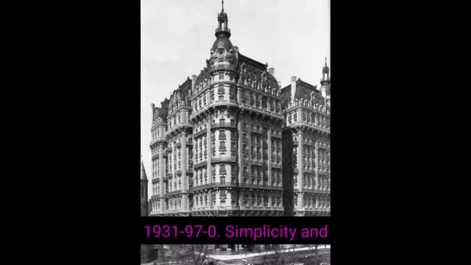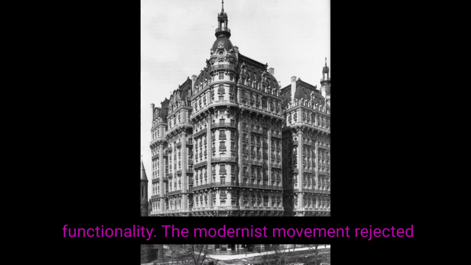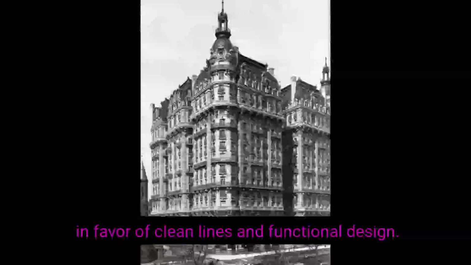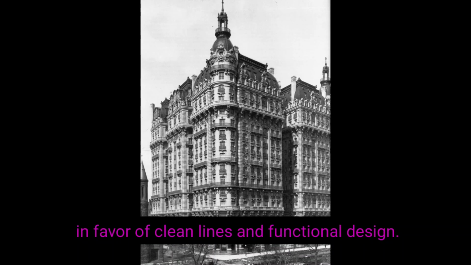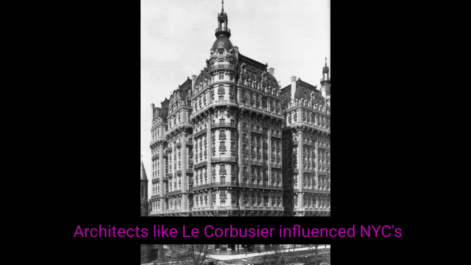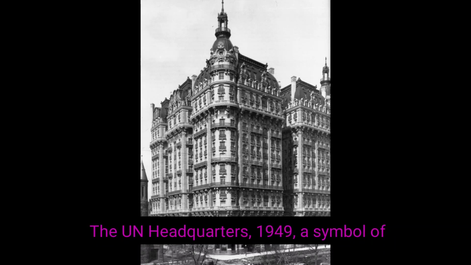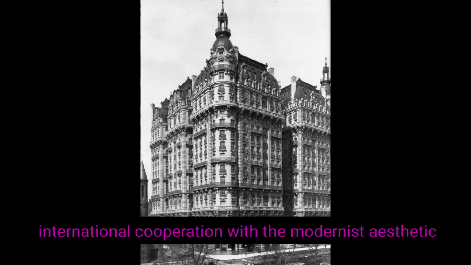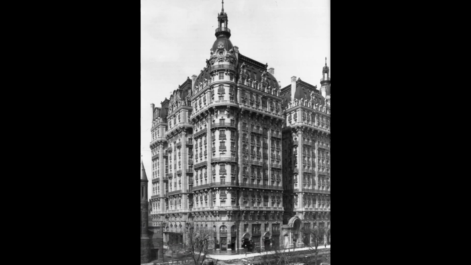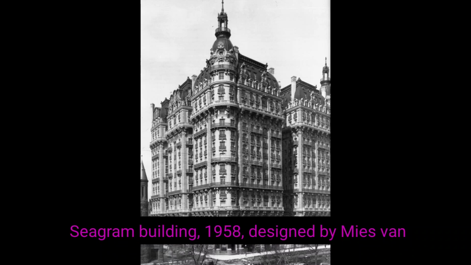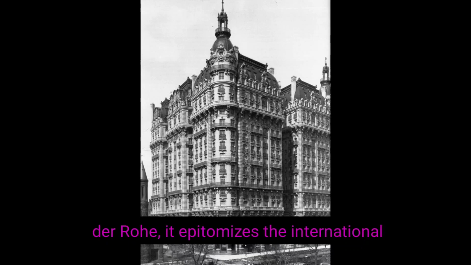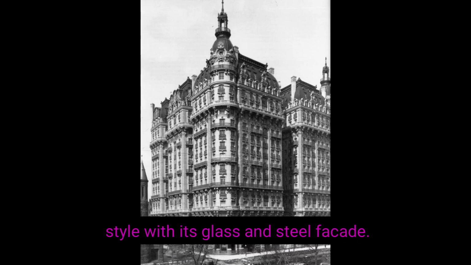Modernism, 1931–1970. Simplicity and functionality. The modernist movement rejected ornamentation in favor of clean lines and functional design. Architects like Le Corbusier influenced NYC's skyline with buildings such as the UN Headquarters, 1949, a symbol of international cooperation with a modernist aesthetic. Seagram Building, 1958, designed by Mies van der Rohe, epitomizes the international style with its glass and steel facade.